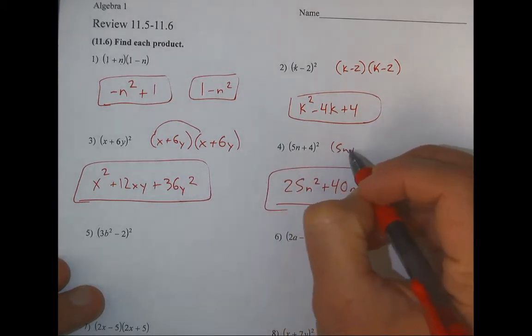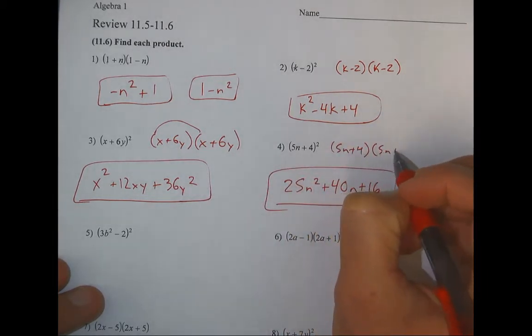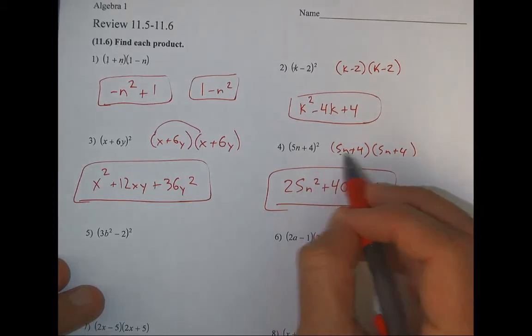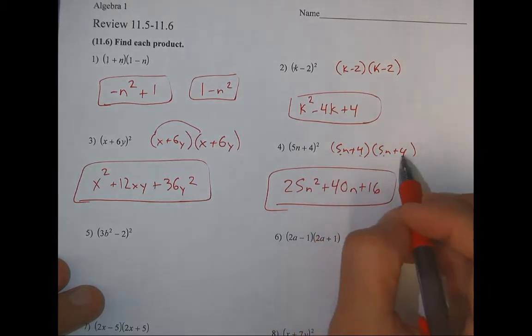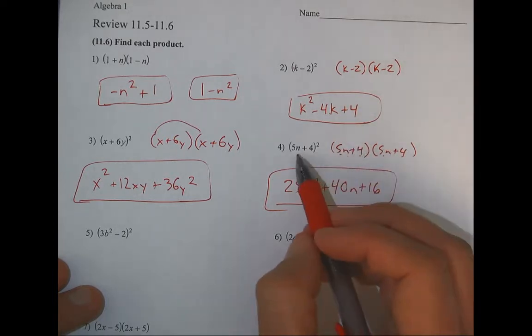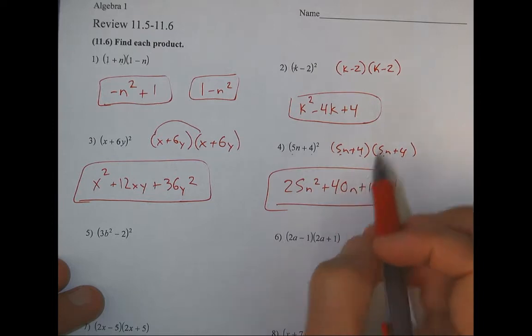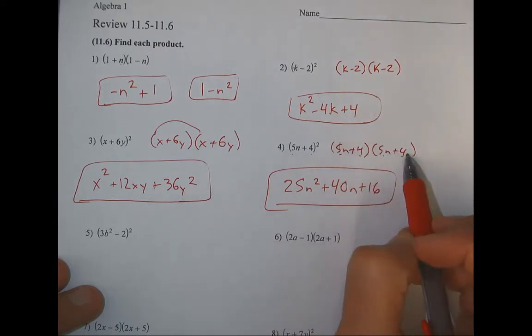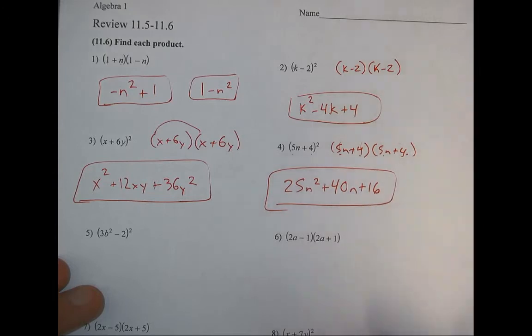Again, we're practicing that, but let's reinforce why this works. First term comes from this times this. Last term comes from this times this. The middle term comes from those two middle multiplications getting added together. But since we're squaring this, we already know it's going to be the same number twice. We're going to get 20n from this, and we're going to get 20n from this, and they add up to 40n.